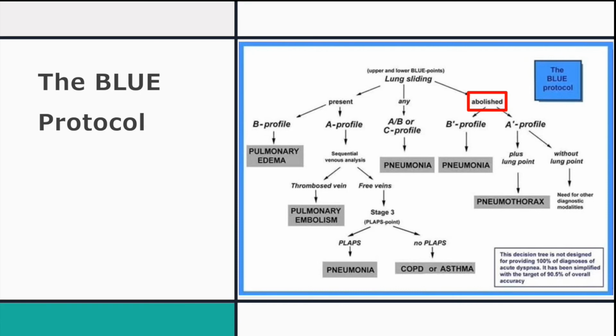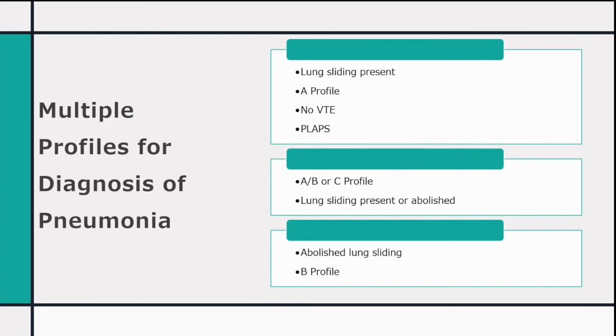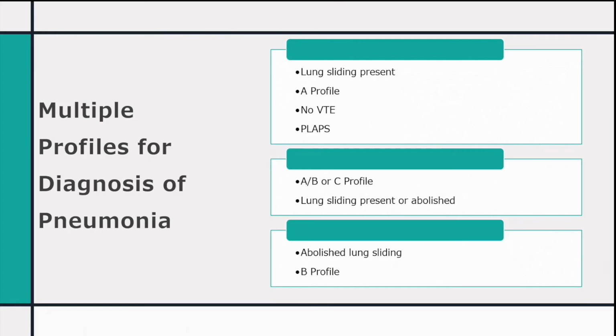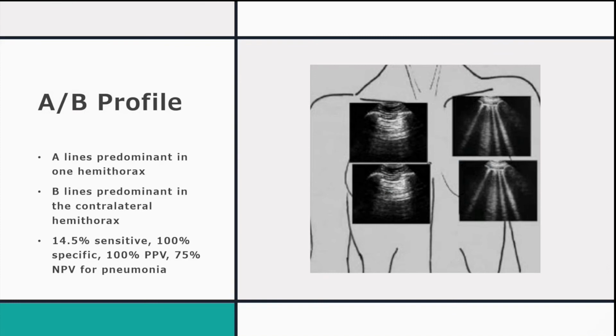Okay, moving on. And it's also interesting, I think Jorden mentioned it as well earlier, if you look back, you see there's lots of different areas that pneumonia becomes part of the differential. And that's just what this slide is supposed to drive home. You can have the A profile, the AB or C profile, and then abolished lung sliding and the B prime profile. And let's move on, since we haven't talked about the AB profile yet.